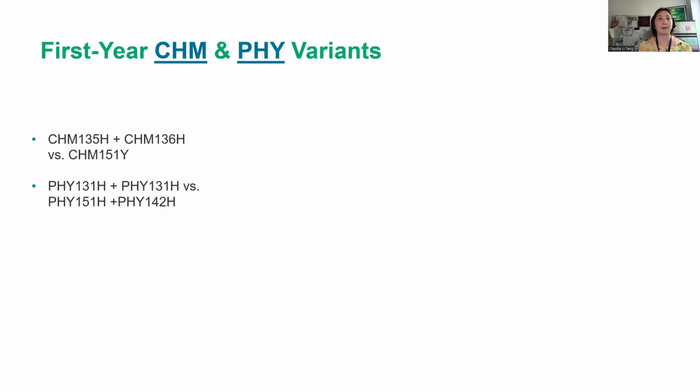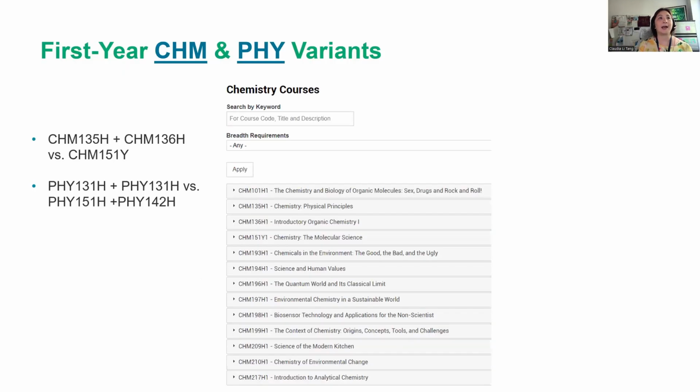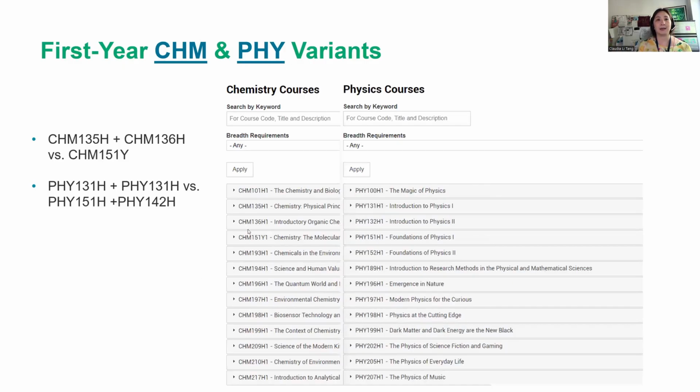Okay, so chemistry and physics are basically also the same. So this is Chem 135 and 136 versus 151. The 151 is what they recommend if you're thinking of doing a major or specialist in chemistry. But for general life science chemistry purposes, it's just 135, which is physical, and 136 is organic chemistry.